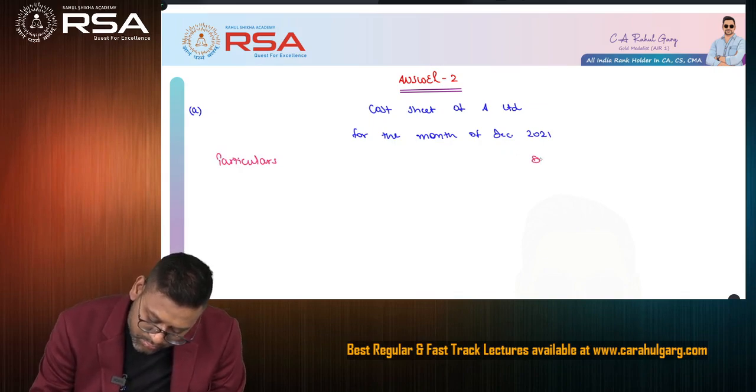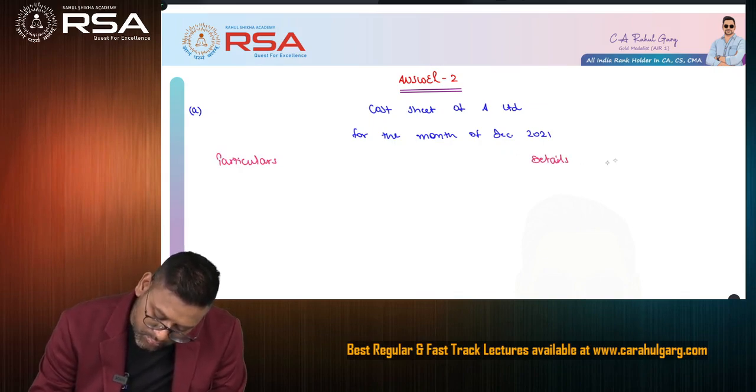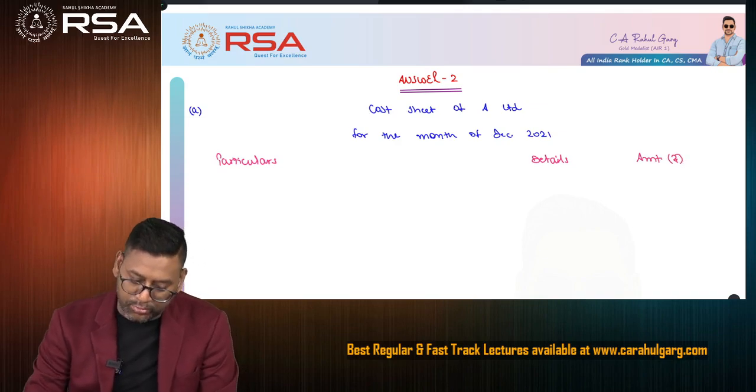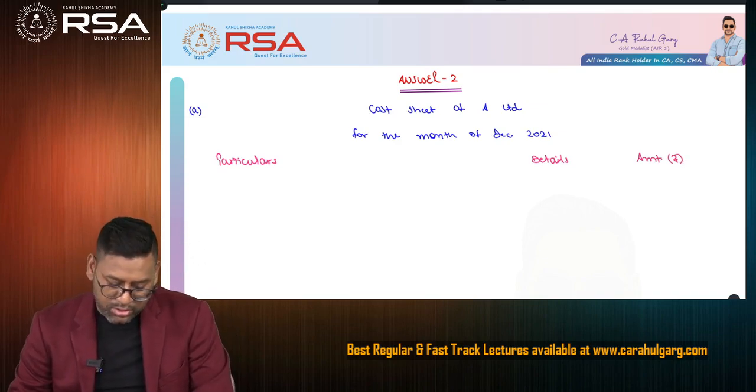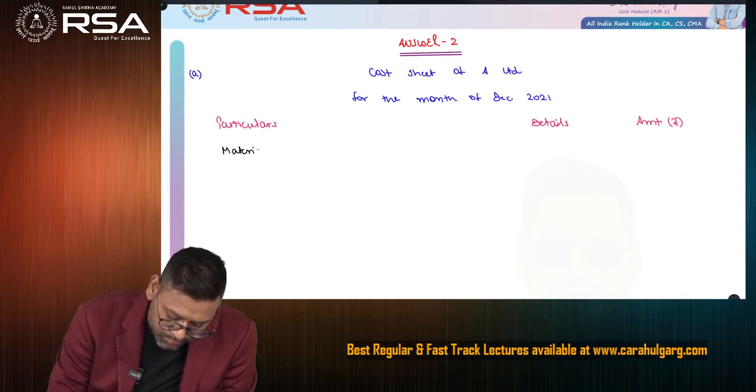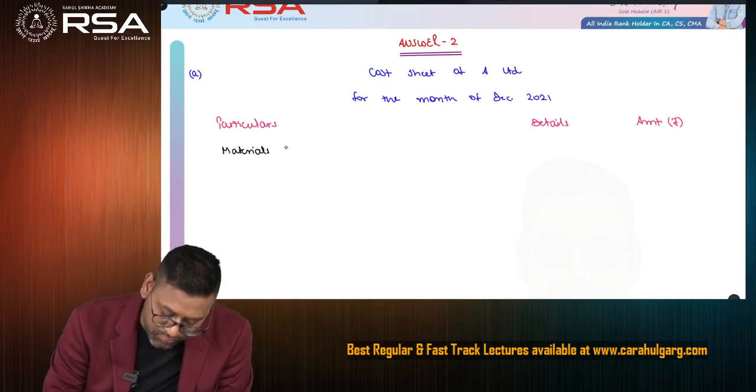Particulars, details and amount. Okay, so we shall start one by one. First of all, we have to write down the materials consumed given in the question: rupees 15 lakh.